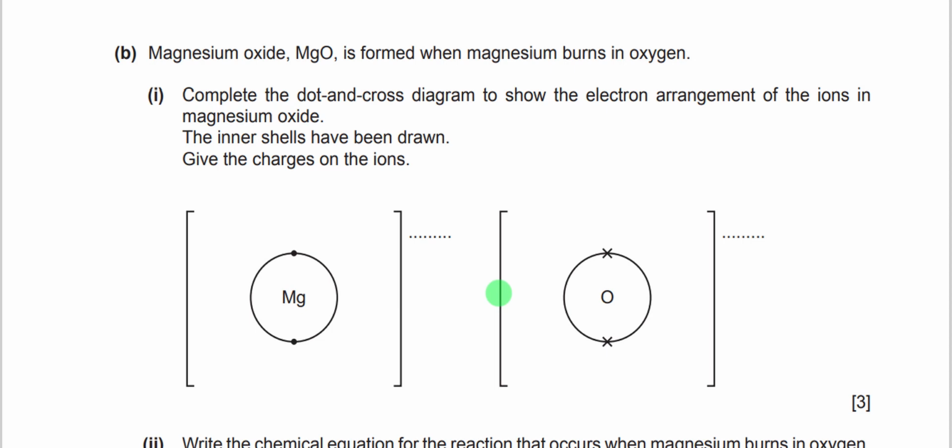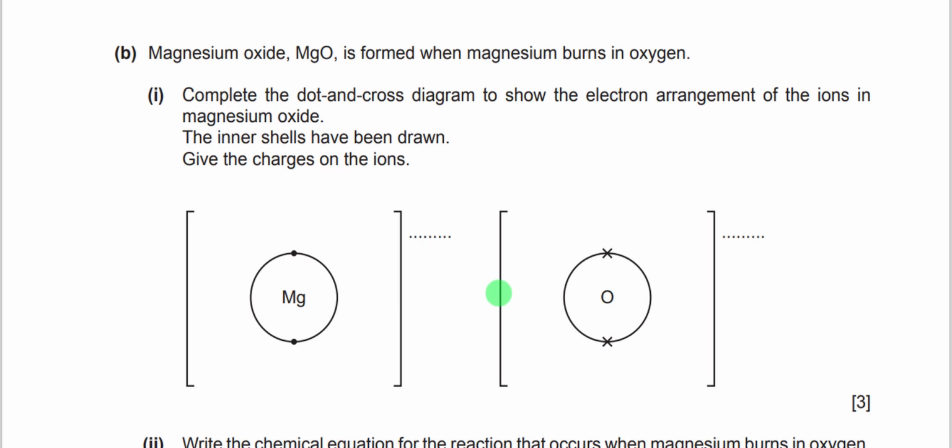So, complete the dot and cross diagram to show the electron configuration of the ions in magnesium oxide. The inner shells have been drawn. Give the charges on the ions. Fine. So you're going to complete the dot and cross diagram to show the electron arrangement of the ions. They've given us the inner shell.